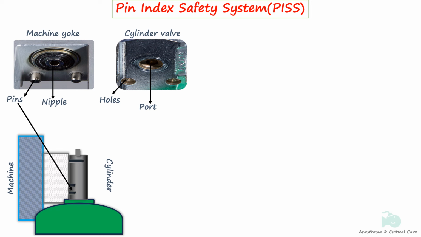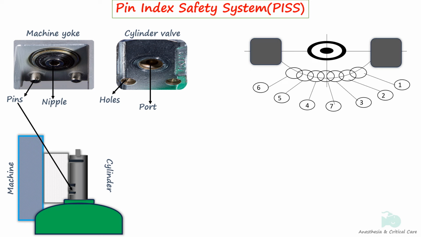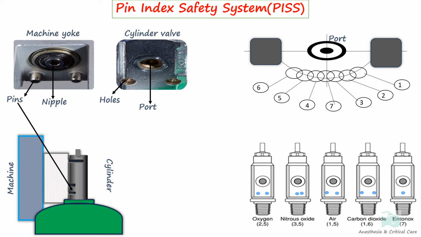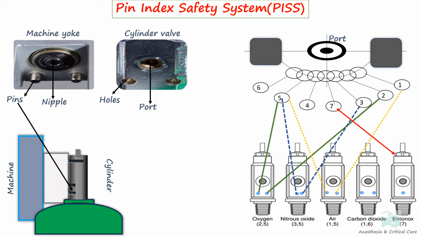The positioning of the holes utilizes an arc of a circle centered around the port, with 7 hole positions equally spaced along it. Various combinations of these holes are chosen for different gases. The corresponding pins on the hanger yoke are precisely designed to fit perfectly into these holes. For example, oxygen is identified by the pin index of 2 and 5, nitrous oxide by 3 and 5, and medical air by 1 and 5. Entonox, on the other hand, is distinguished by having only the hole numbered 7, which aligns vertically beneath the center of the port.